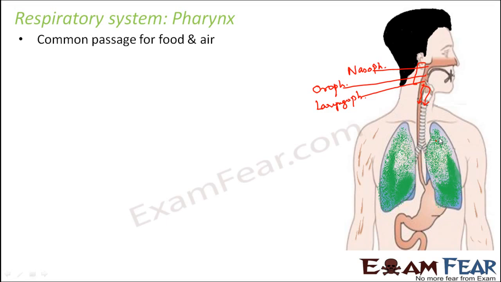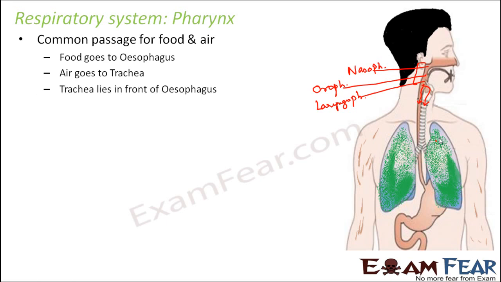Now enough care should be taken that food should not get into the windpipe, because the windpipe cannot manage food, and once food enters the windpipe, it can cause choking and it can lead to death. So food goes to the esophagus and air goes into the trachea. Trachea lies in front of the esophagus, as you can see in this picture. Esophagus is just behind the trachea. Now the question is, as I said, that food should not enter into the trachea. So who prevents food from entering the trachea?